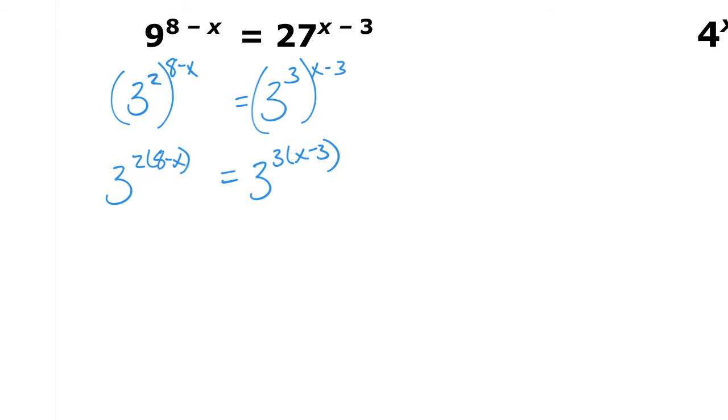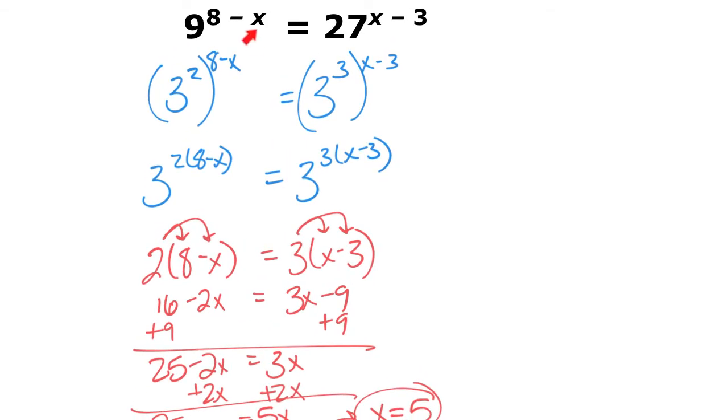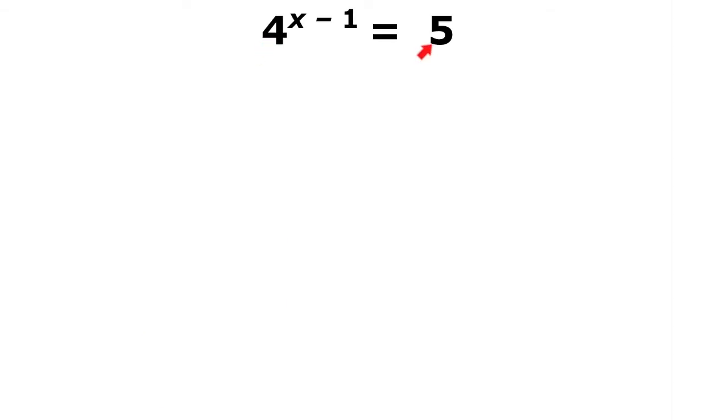In order for both of these sides of the equal sign to be equal, these exponents need to be equal. So I can really just look at this part. 2 times 8 minus x has to be equal to 3 times x minus 3. And I'm going to figure out what x is here, and that's going to make both sides of the equal sign the same. When I solved this equation, I ended up with x equals 5. So again, that means that when I put that in here, it's going to make both sides of the equal sign the same.